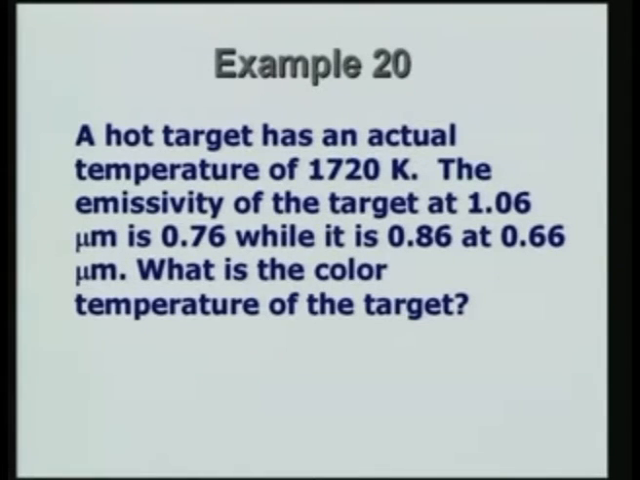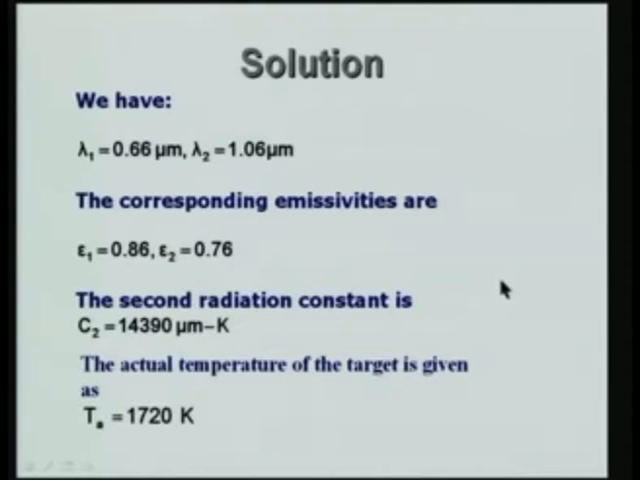A hot target, whose temperature is measured by an independent technique, is given as 1720 Kelvin. The emissivity of the target is known at two different wavelengths. The first one is at 1.06 micrometer and its value is 0.76, and at 0.66 micrometers it is 0.86. So, two different wavelengths are given and two different emissivities are also given. So, we would like to find out what is the color temperature of the target. So, the solution is worked out here.